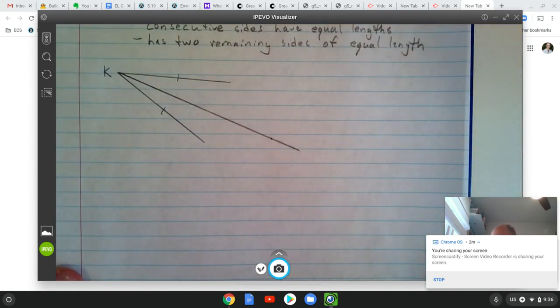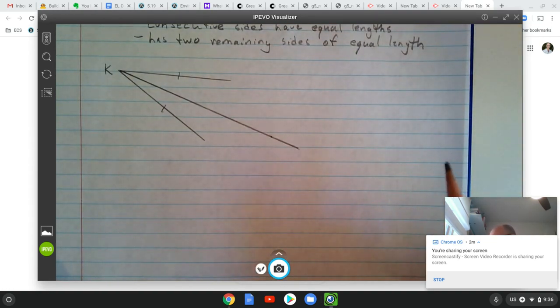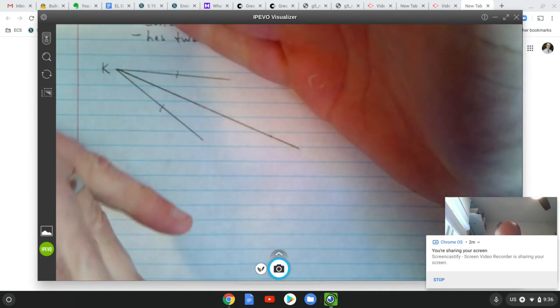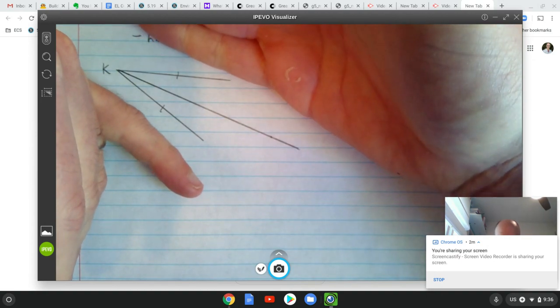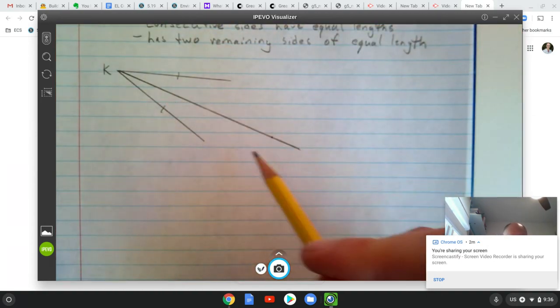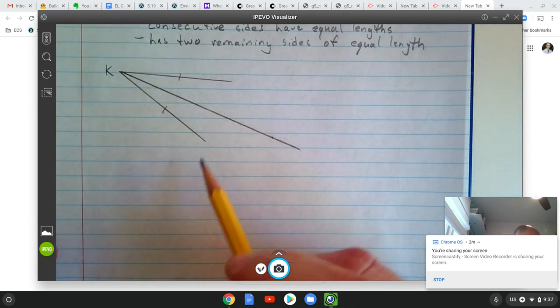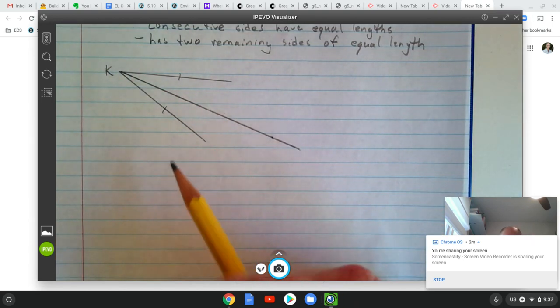And then, the other way to do that would be to take this or take that, cut it out, and then fold it. And if you fold it in half, you would get half. But it's okay if you're just guessing right now. You're kind of doing your best with that.